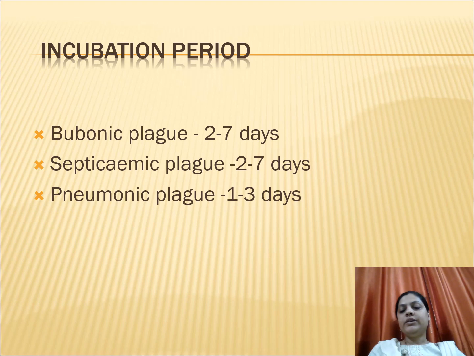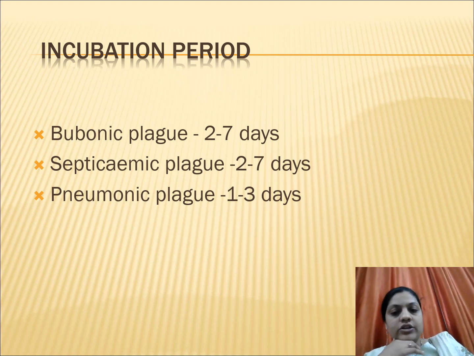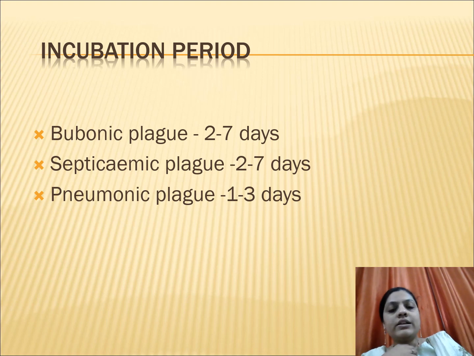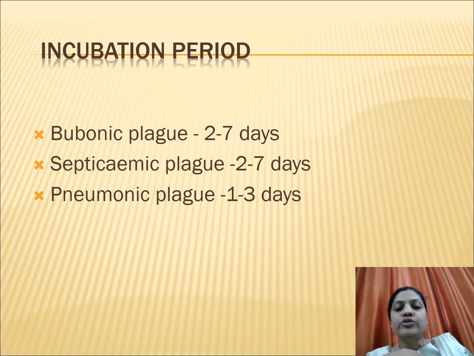Now what is the incubation period? In the case of bubonic plague it is 2 to 7 days. Septicemic plague it is 2 to 7 days. And for pneumonic plague it is 1 to 3 days. So pneumonic plague is a very acute infection and has a very short incubation period, and that's why it is very dangerous. These millions of deaths have been caused mainly because of human to human transmission through respiratory infection, and with the very short incubation period leading to a large number of people getting affected at the same time.